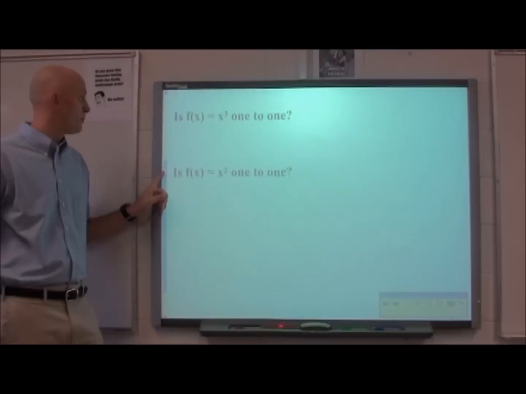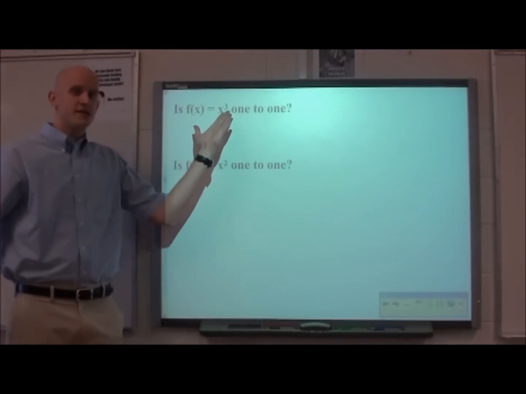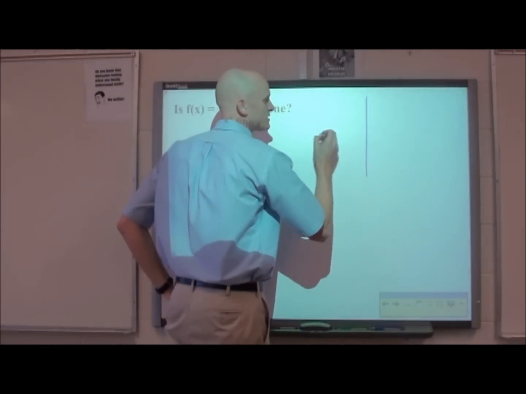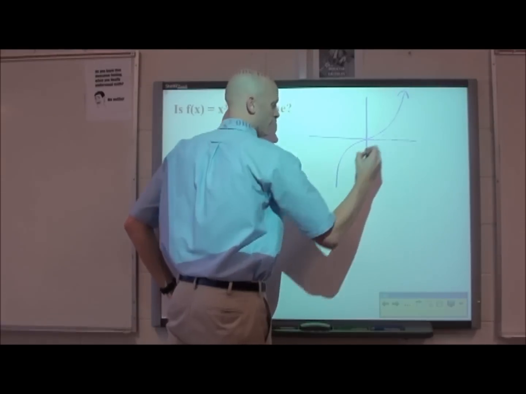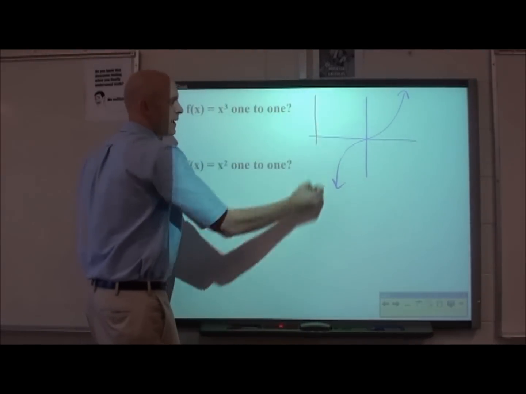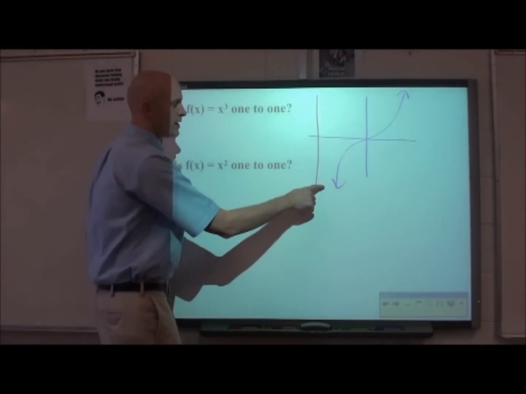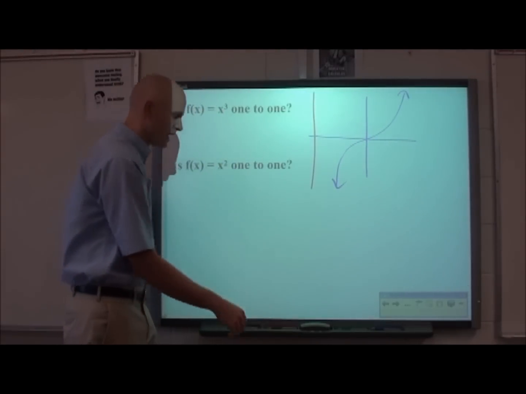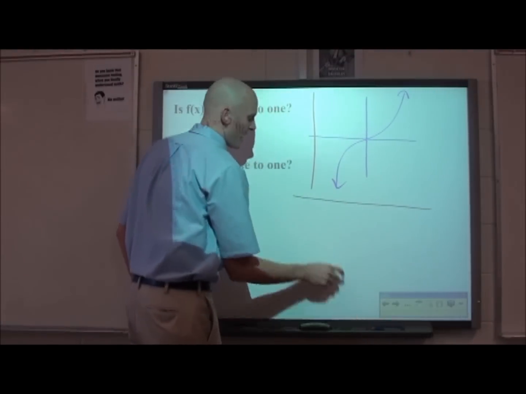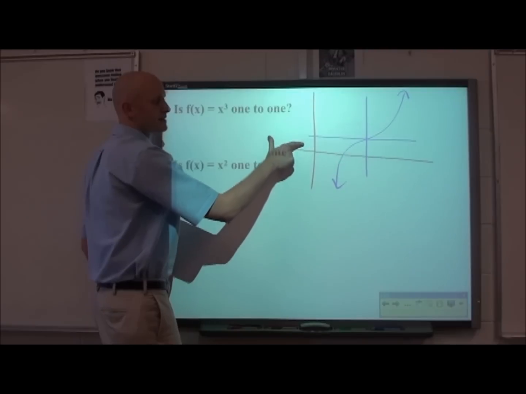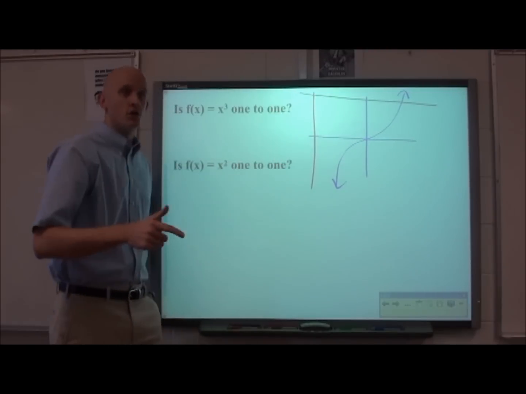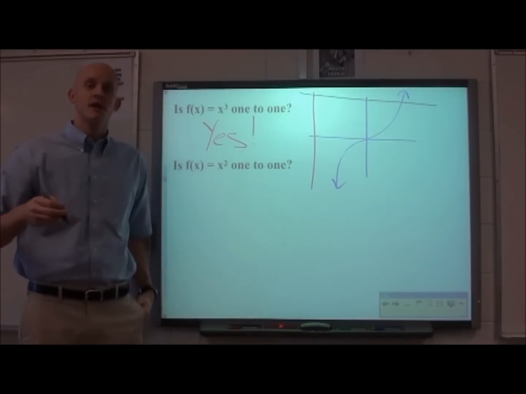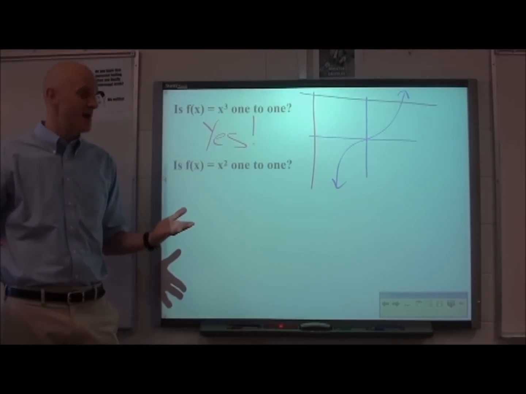So, looking at an example or two. If our function is x cubed, is that one-to-one? Well, we know x cubed looks something like this. Now, does it pass the vertical line test? We know that it does. It is a function. So, yes, it passes the vertical line test. Then you're checking to see if it passes the horizontal line test, which it does. So we know this function is one-to-one because it passes the horizontal and vertical line test.